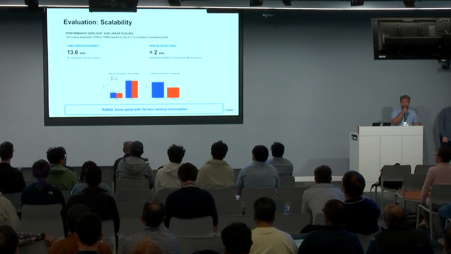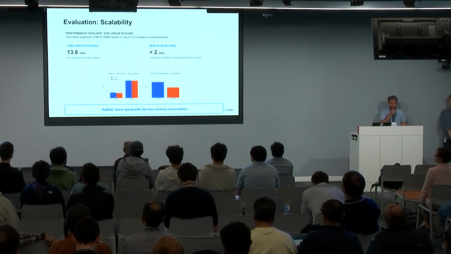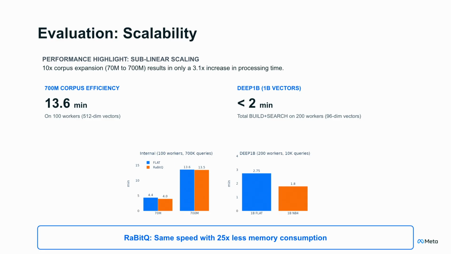So starting from the proof, we actually tested the scalability on 2 different benchmarks. One was a 700 million corpus and another one was 1 billion candidate rows. In both of these, we see that the scalability is actually non-linear. In the first one, when we move from 70 million to 700 million, which is a 10x increase, the time actually increased by around 3.1x only. So that's a sublinear increase in time taken.